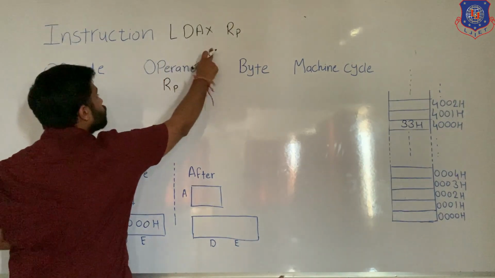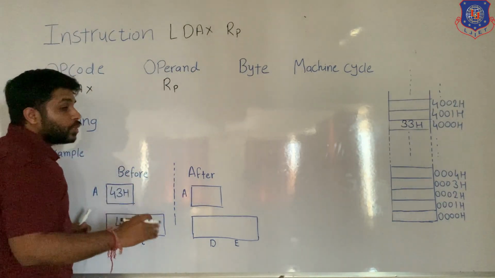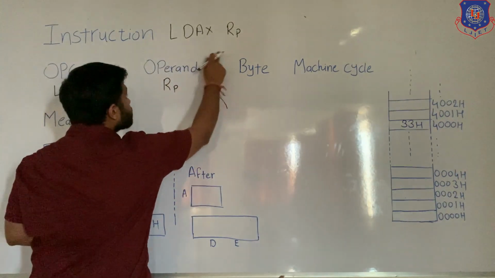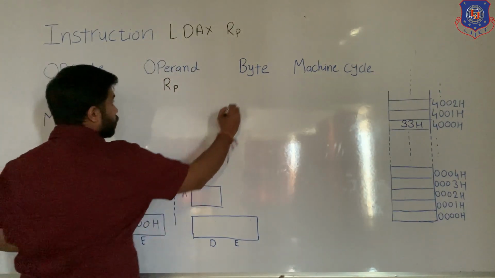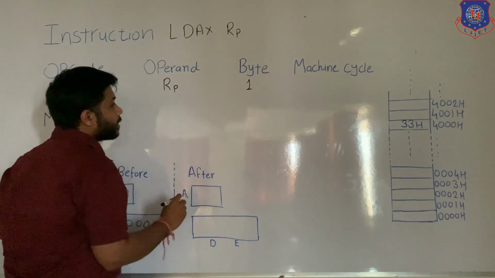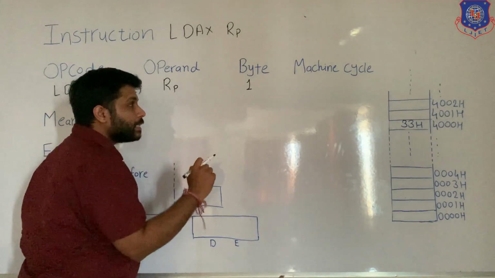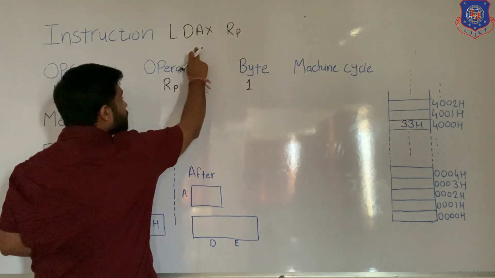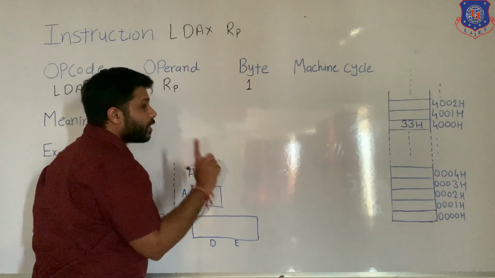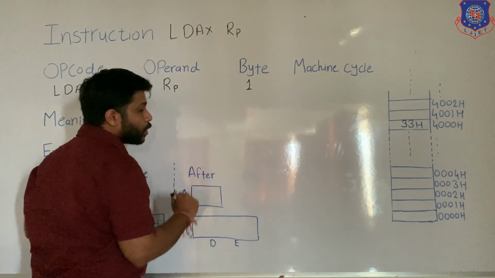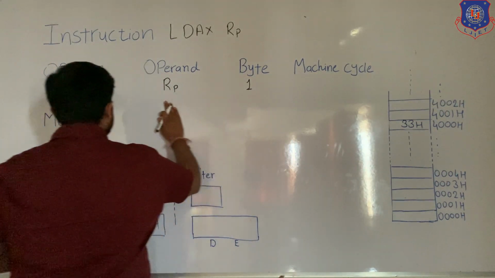In this instruction you can see no data is present. So when no data is present in the instruction, it means that the instruction is of 1 byte. So the size of the instruction is 1 byte. What is the meaning of byte of instruction? It means when this instruction is stored in the memory, it will occupy only 1 byte, only one memory location.